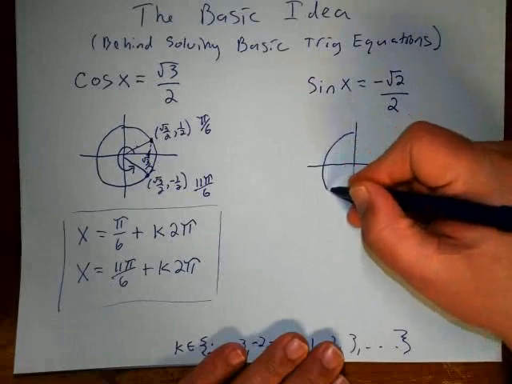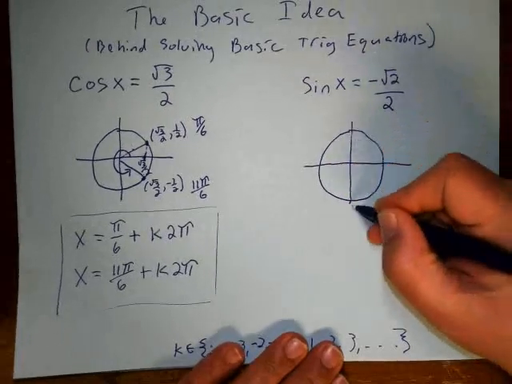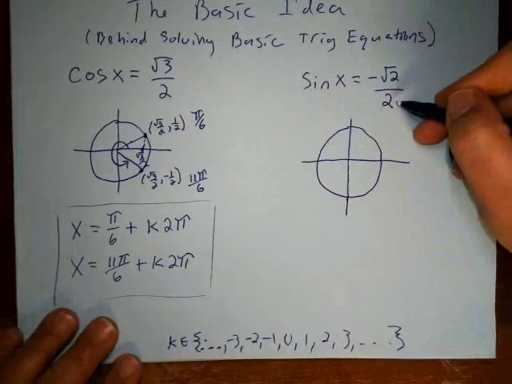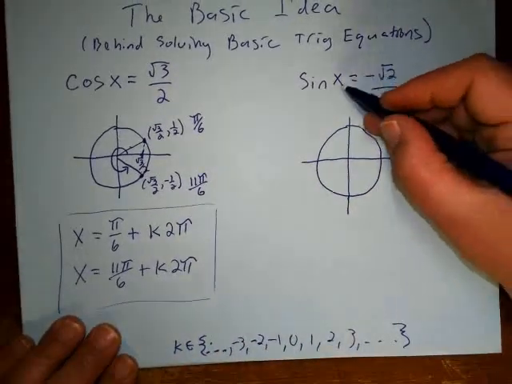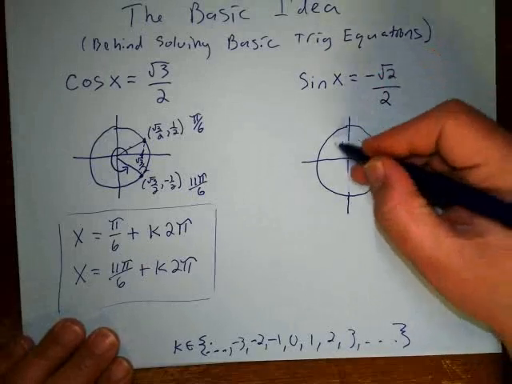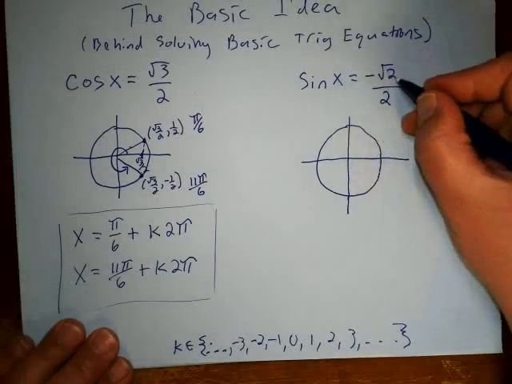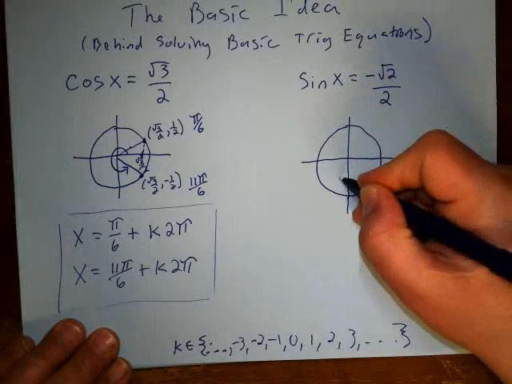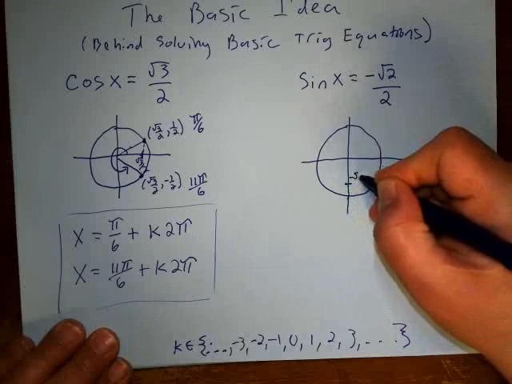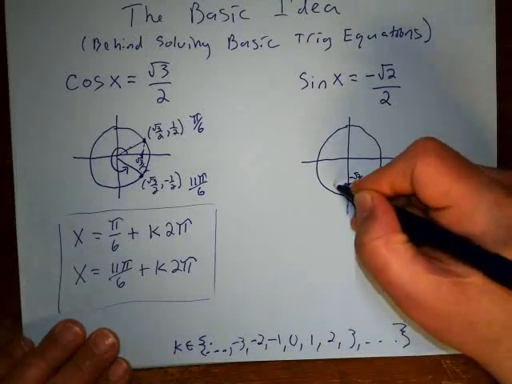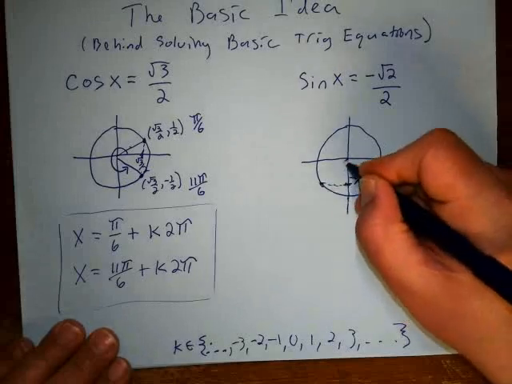So the sine deals with the y-coordinate on the unit circle, and we have negative square root of 2 over 2. So now I want to know, for what angles is the y-coordinate going to be negative square root of 2 over 2? Well, that's over here. It'd be like this. Negative square root of 2 over 2.